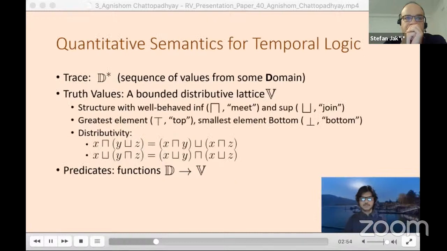In the general setting where we define our semantics, the traces are finite sequences of values from some arbitrary domain. The set of truth values form a lattice, an ordered set with a well-behaved infimum and supremum, called join and meet respectively. We want our truth values to have a largest element top and a smallest element bottom, and we also want meet and join to distribute over each other. We have a set of atomic predicates, which are functions from the domain to the lattice of truth values.